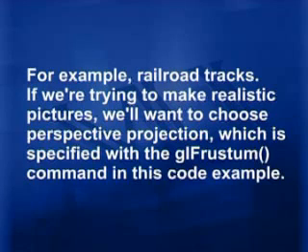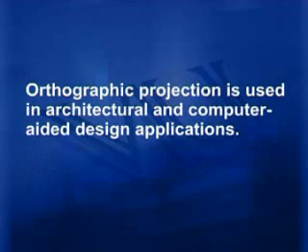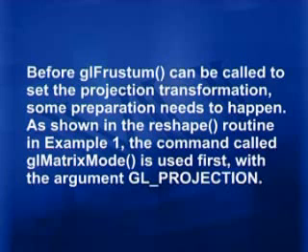For example, railroad tracks. If we are trying to make a realistic picture, we'll want to choose perspective projection, which is specified with the glFrustum command in this code example. Orthographic projection is used in architectural and computer-aided design applications. Before glFrustum can be called to set the projection transformation, some preparation needs to be made. As is shown in the reshape routine in the given example, the command called glMatrixMode is used first with the argument GL_PROJECTION.